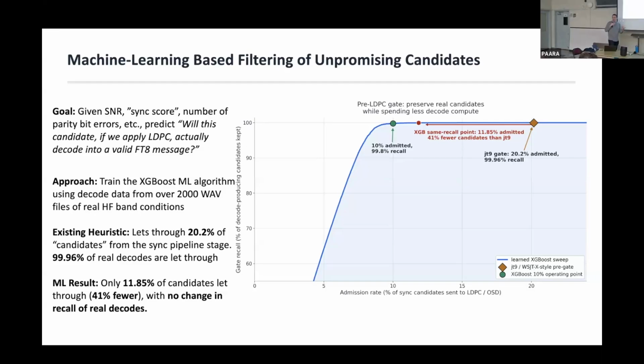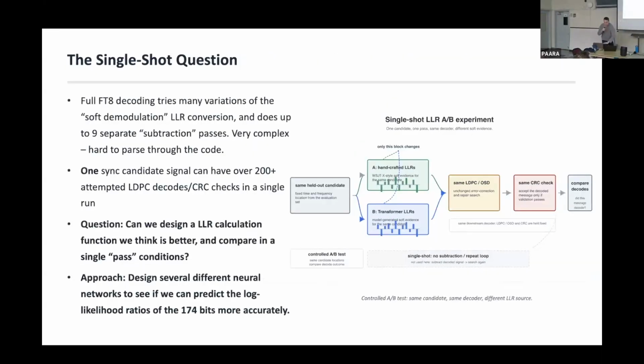And you can even go down to like 10% and you're still at like 99.8 recall. And so you're making a better filter to cut out those unpromising things. And that way you save yourself what you don't have to do.